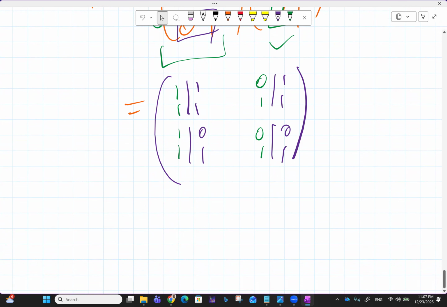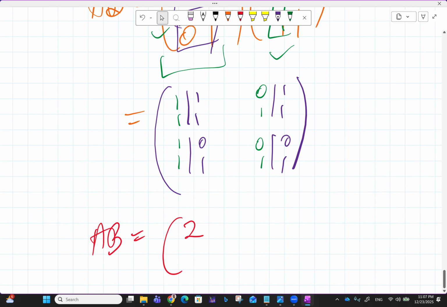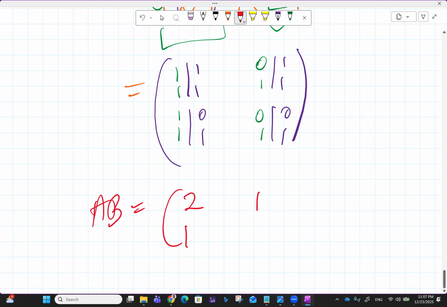So you get AB. AB now is equal to 1 times 1, 1 times 1 plus 1, and this is why this is 2. Then 0 times 1 is 0, 1 times 1 is 1 here. This is also 1, this is 1. So that's why you have AB to be [[2,1],[1,1]].